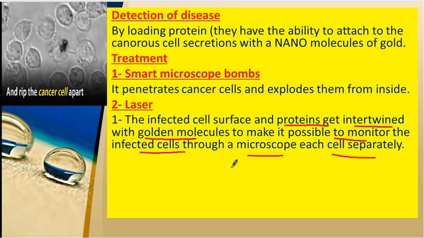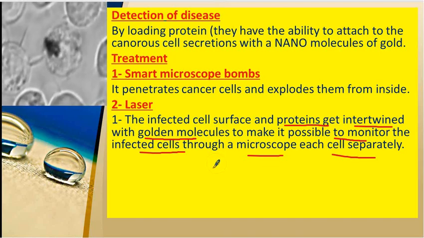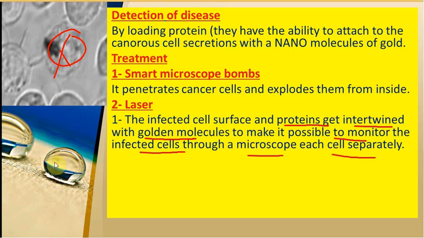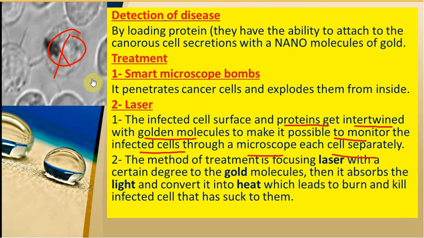After that, by treating this way, a laser with a certain degree will be focused on the gold molecule which is attached to the cancer cell, and then the gold molecule will take light and convert it into heat, which burns cancer cells so we can get rid of it. So we will use laser and focus it on the gold molecule that absorbs light, converts it into heat, burns and kills the infected cell.